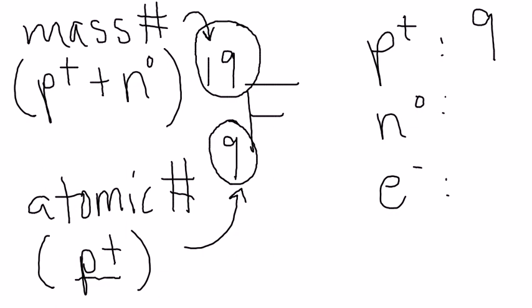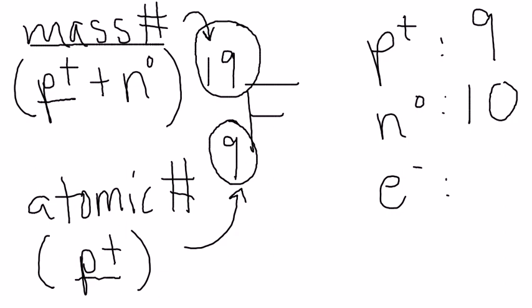Since in this case, there are 9 protons already, and the mass number in total is 19, this becomes a subtraction. In other words, 19 minus 9, which means that this particular atom of fluorine has 10 neutrons.